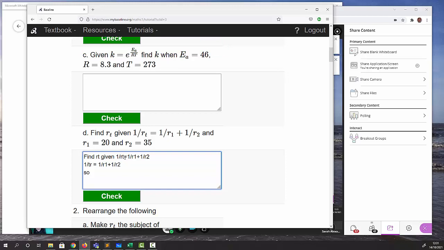1 over RT, and I've put TR there, haven't I? So that's 1 over RT. And am I still recording this? I am, so I'm not going to give you the whole answer. 1 over RT is equal to, and now what I'm going to end up with is R2 plus R1 divided by R1 R2.